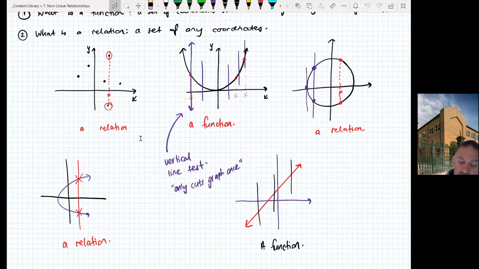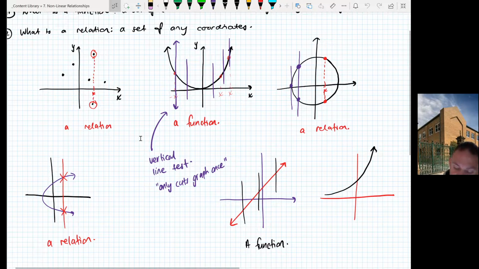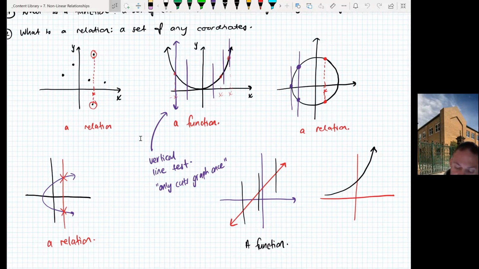Later on, we're going to look at an exponential curve. It looks like this. You should know that quite well because of COVID. Again, a vertical line only cuts it once. No matter where I go, it only ever cuts it once. Therefore, we call this a function. So if it only cuts it once, we have a function.